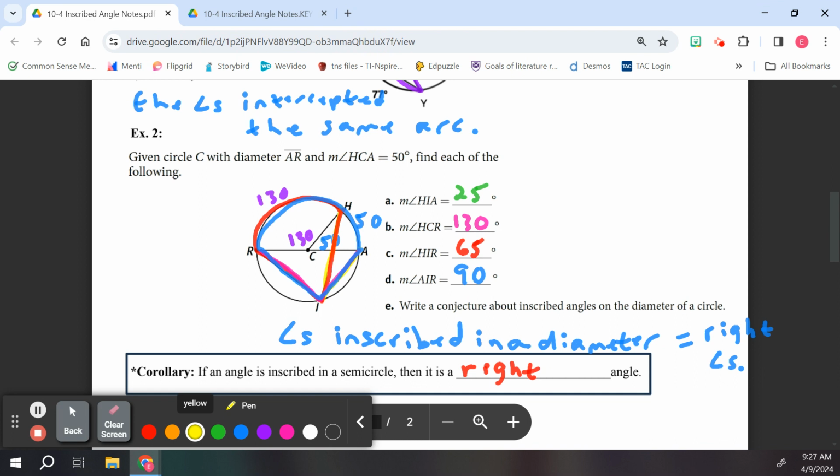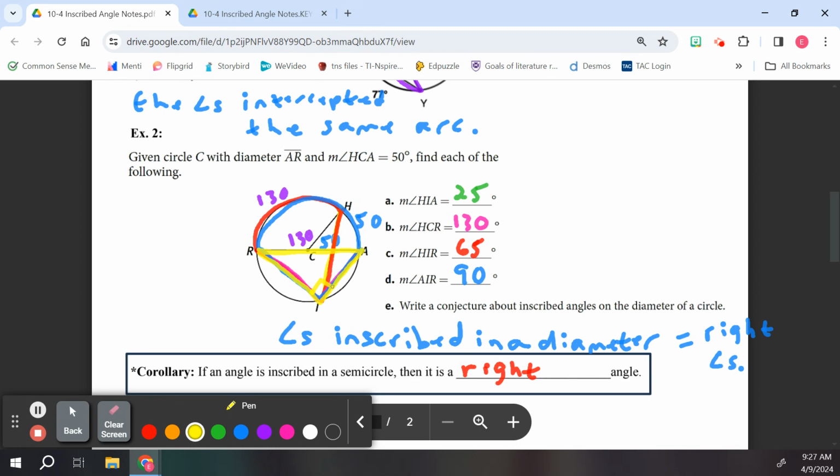So the thing I want you to notice here is if we have this diameter and this, we end up having a right triangle there. So if those two chords intersect at a diameter, we have a right triangle on that semicircle. So maybe the Pythagorean theorem is going to apply. Okay.